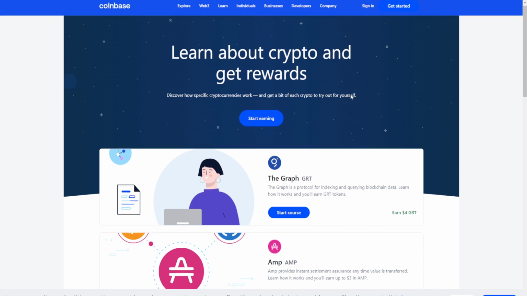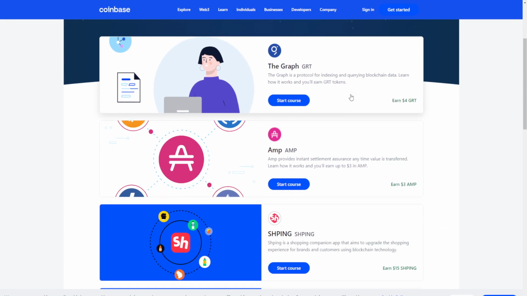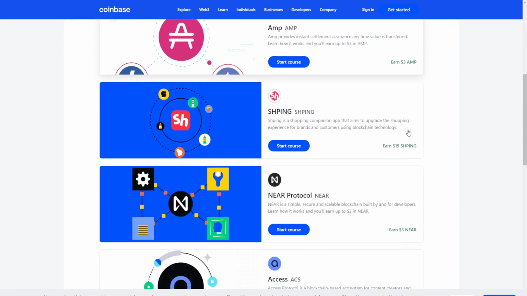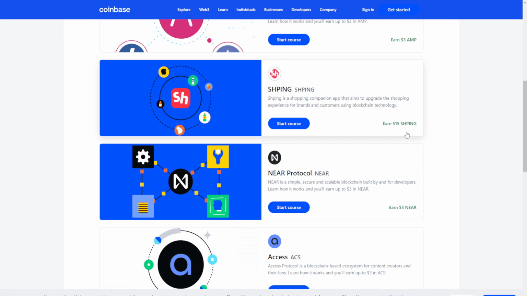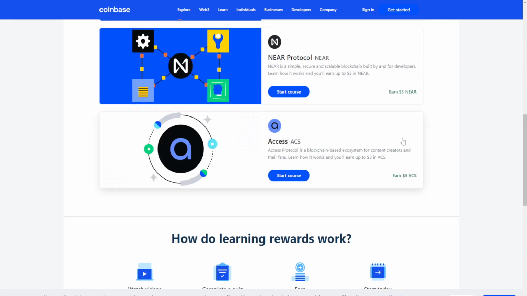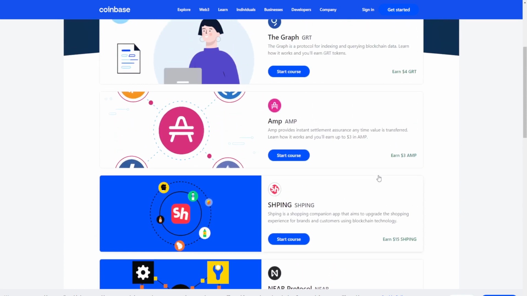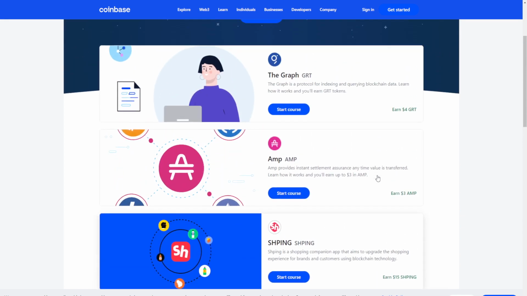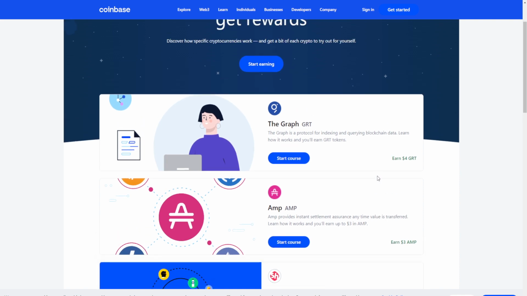The only reason why I refer to them is because they have a really good learn and earn program. As you can see right now, just by watching a few videos, you can earn $4 in the Graph token, $3 in AMP token, $15 in Shping tokens, $3 in Near token, and $5 in Access tokens. So if you add this all together, you will get more than $20 in free crypto. Once you've done that, you can also use the referral link for your account and earn some more crypto that way by referring it to your friends. However, as I said before, I cannot use this method because it's not a decentralized application and it's a centralized exchange.